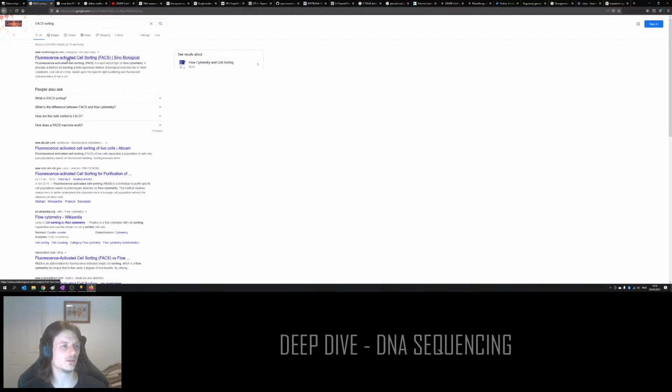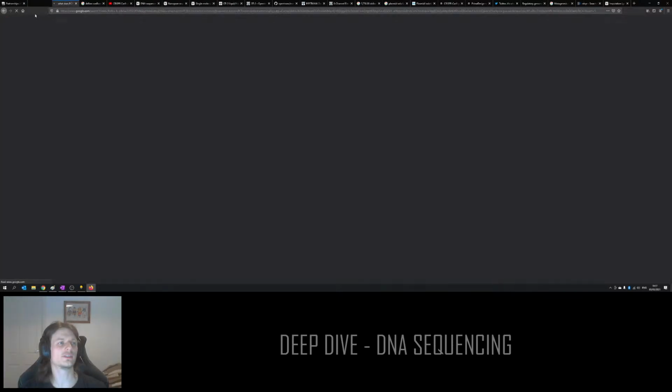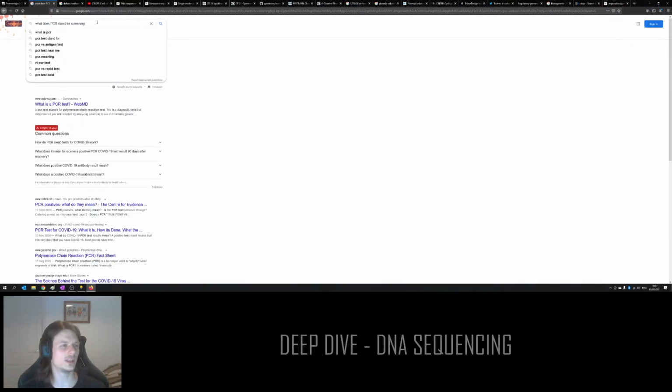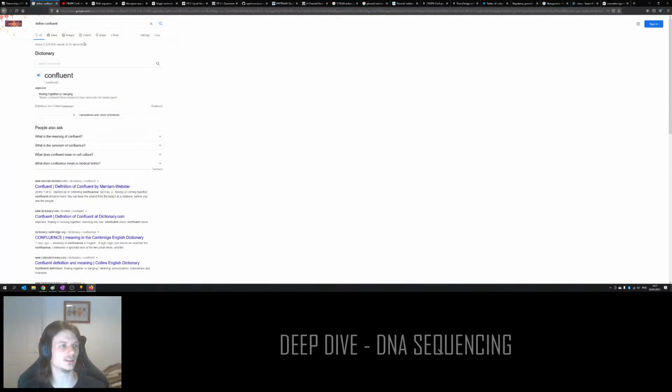FACS sorting, fluorescent activated cell sorting. Yeah, that's one of those. It might have been one of the older generation DNA sequencing tools. So, okay, that's gone into the bank. What does PCR stand for? Polymerase chain reaction. Dominant ways that global healthcare systems are testing citizens for COVID-19. That's it, PCR test, right? Confluent, flowing together, great.